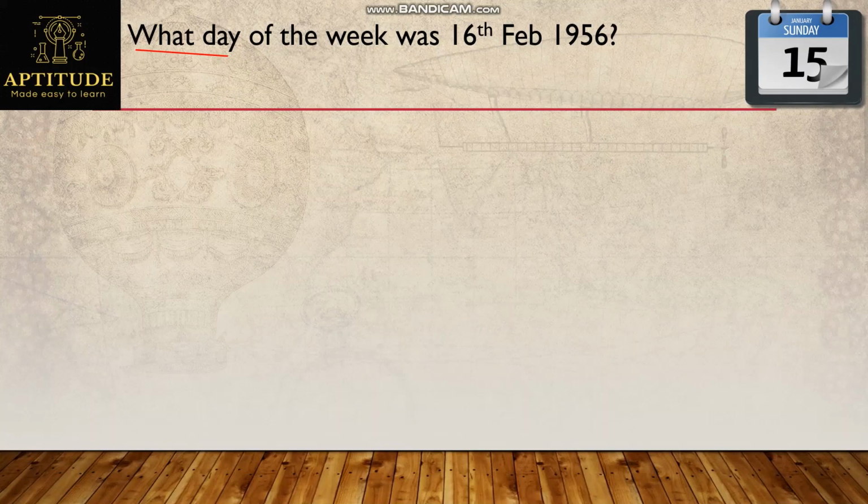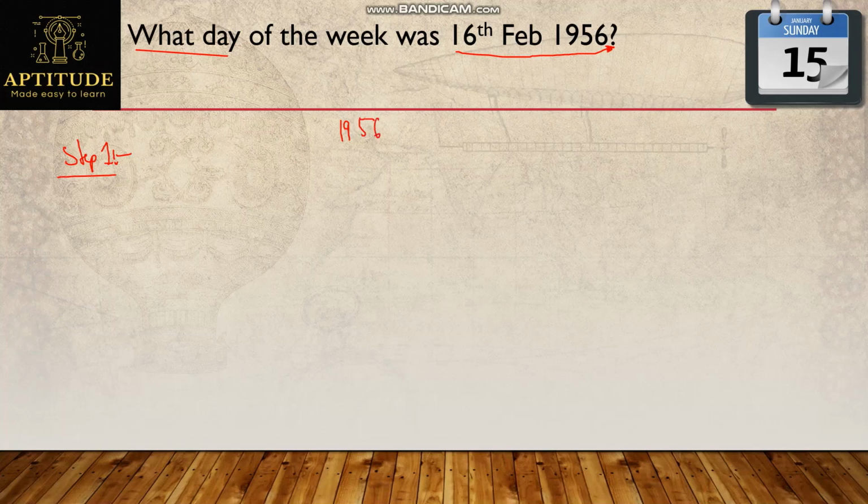First one: what day of the week was 16th Feb 1956? So how to find that? We know that we divide the solving into 3 steps, right? Step 1, finding odd days for the year. We need to divide this particular year into different parts, right? So how should we divide it?